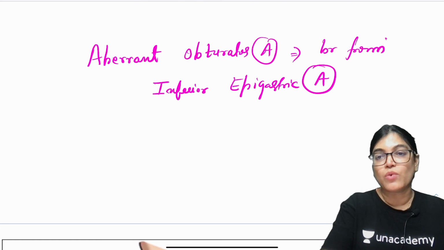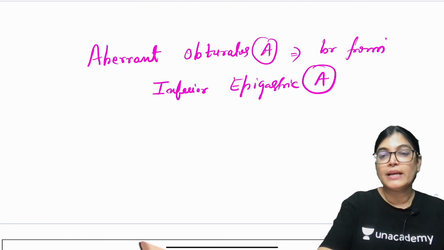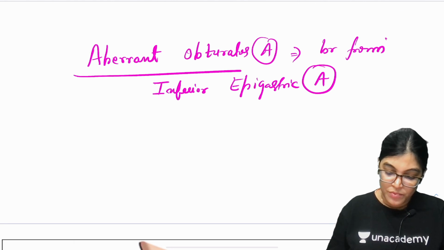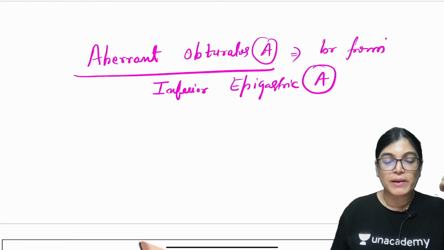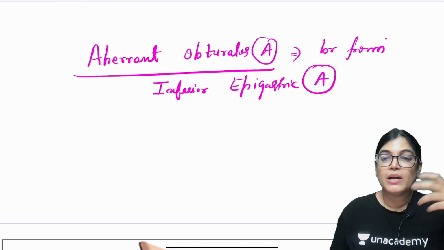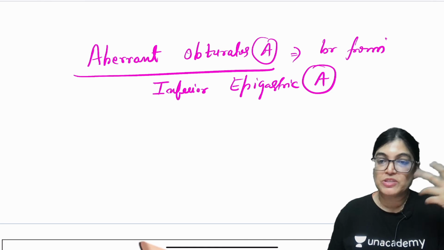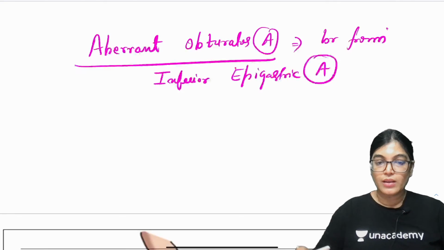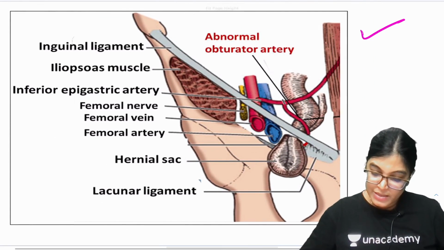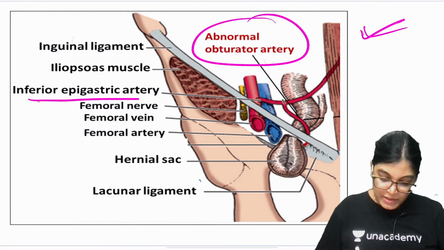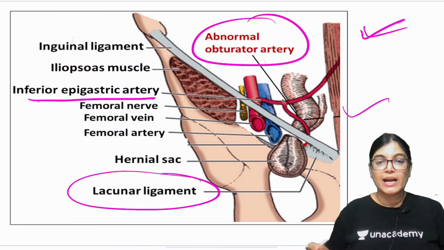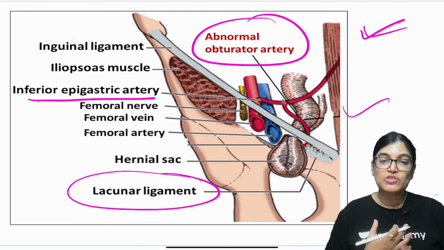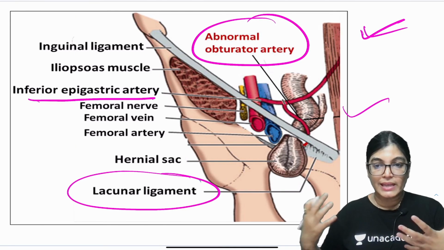At times during the repair, what can happen? Injury of the aberrant obturator can happen. Sometimes it lies very close to the lacunar ligament, on the medial aspect. So, in surgical repair, this artery can be injured, and if it is injured, heavy bleeding can occur, and the patient can go into hypovolemic shock. So, this is a case where the abnormal obturator artery, a branch from the inferior epigastric artery, lies related to the lacunar ligament, and if it is enlarged, there can be a chance of heavy bleeding if it is not taken into account.